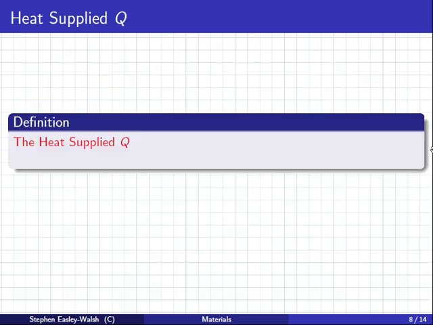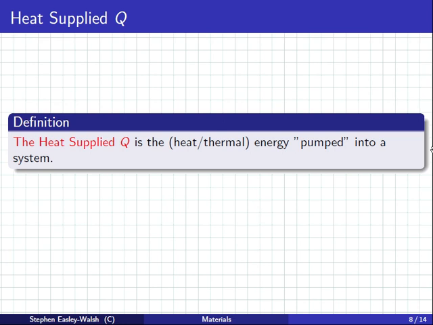Yeah. So, heat supplied, Q. What's this now? Well, this is what I call the heat that you pump into a system. Now, we don't have it in this room, but if you had a heater in this room, the heat energy coming out of this into the room, that's the Q. That's the heat being supplied to the room. You understand the concept? When I say pumped, it's like you're pushing heat into the system.